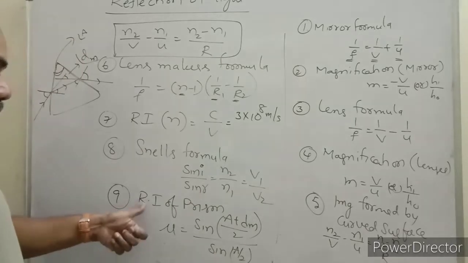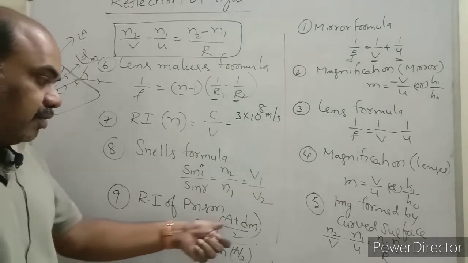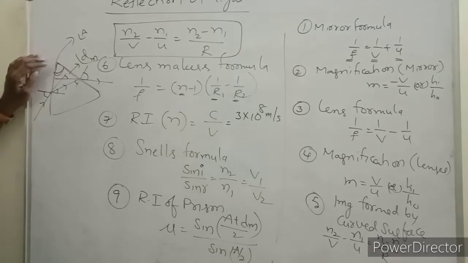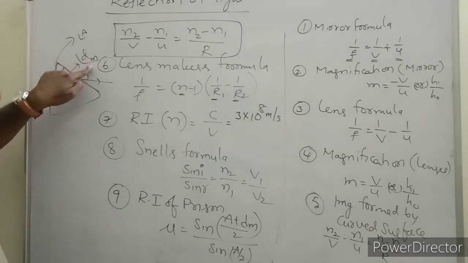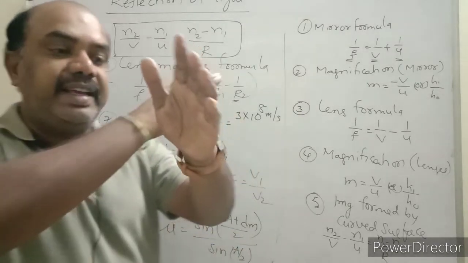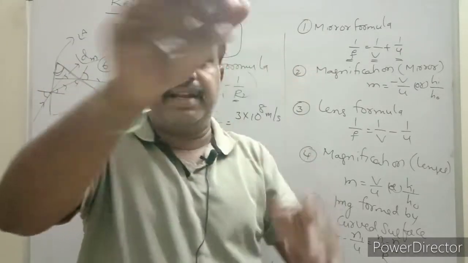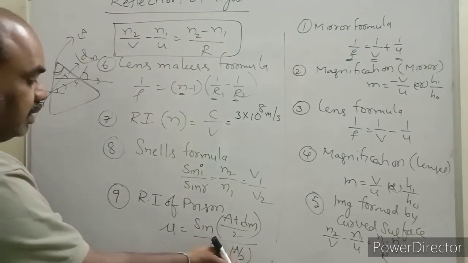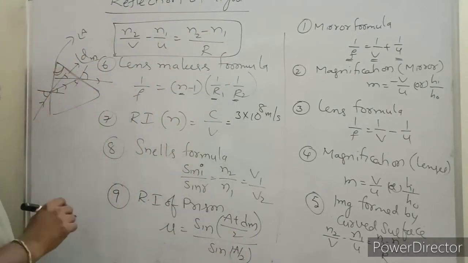Refractive index of the prism mu is equal to sin of A plus Dm by 2 by sin A by 2, where A is the angle of prism. This I will show you once again. This is angle of prism. Dm is angle of minimum deviation, the angle between extended incident ray and extended emergent ray. See, denominator also A. A means angle of prism.